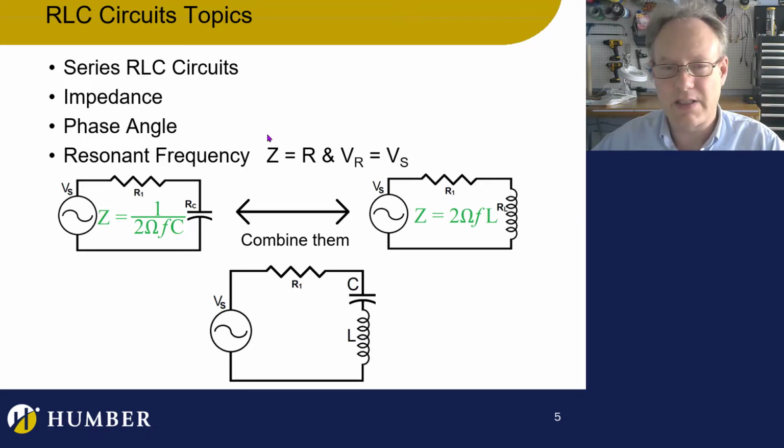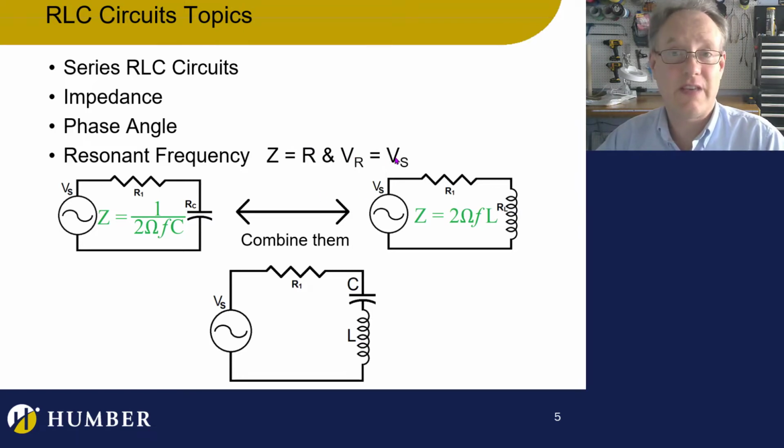But at resonance, we'll see that when we calculate Z, it's just R. I mean, there's no capacitive reactance or inductive reactance when a circuit is at resonance. It's pretty cool. And we can also say VR is equal to Vs when we're at resonance. It's a really interesting concept.